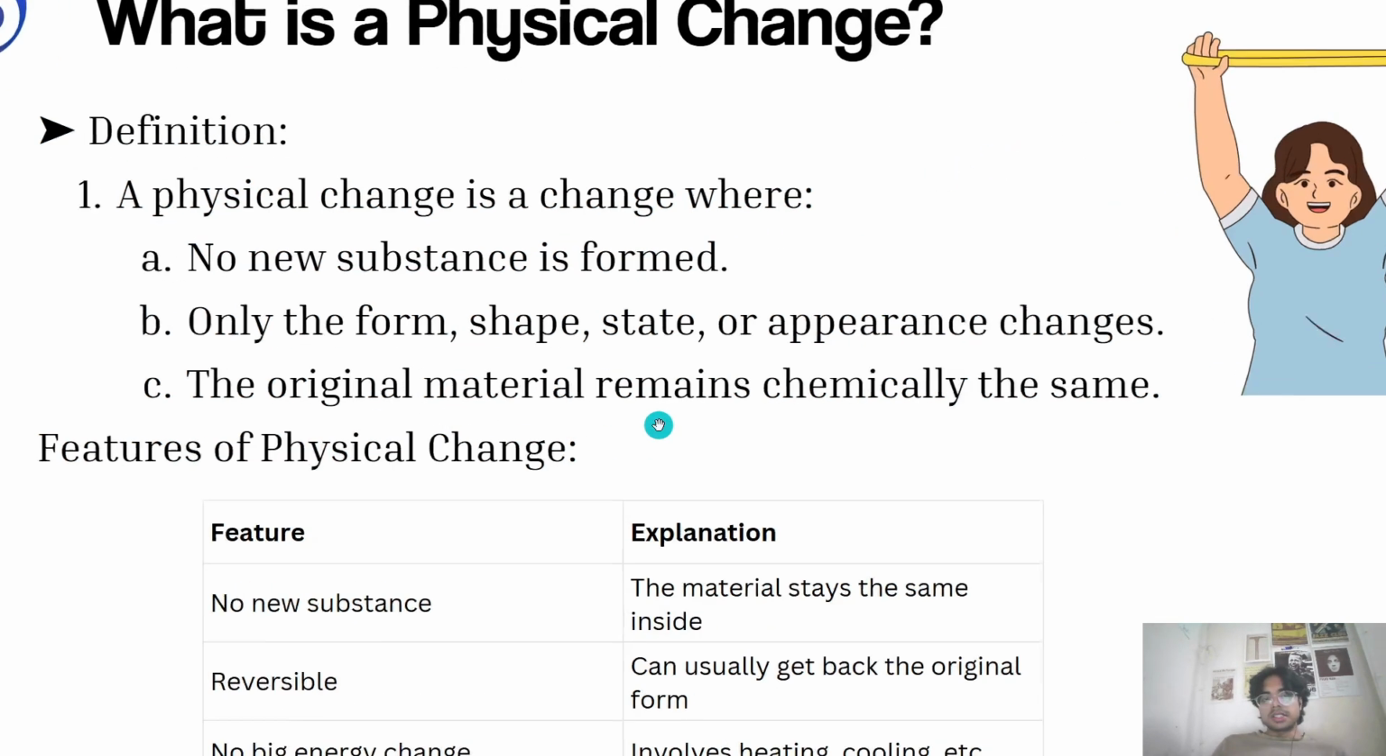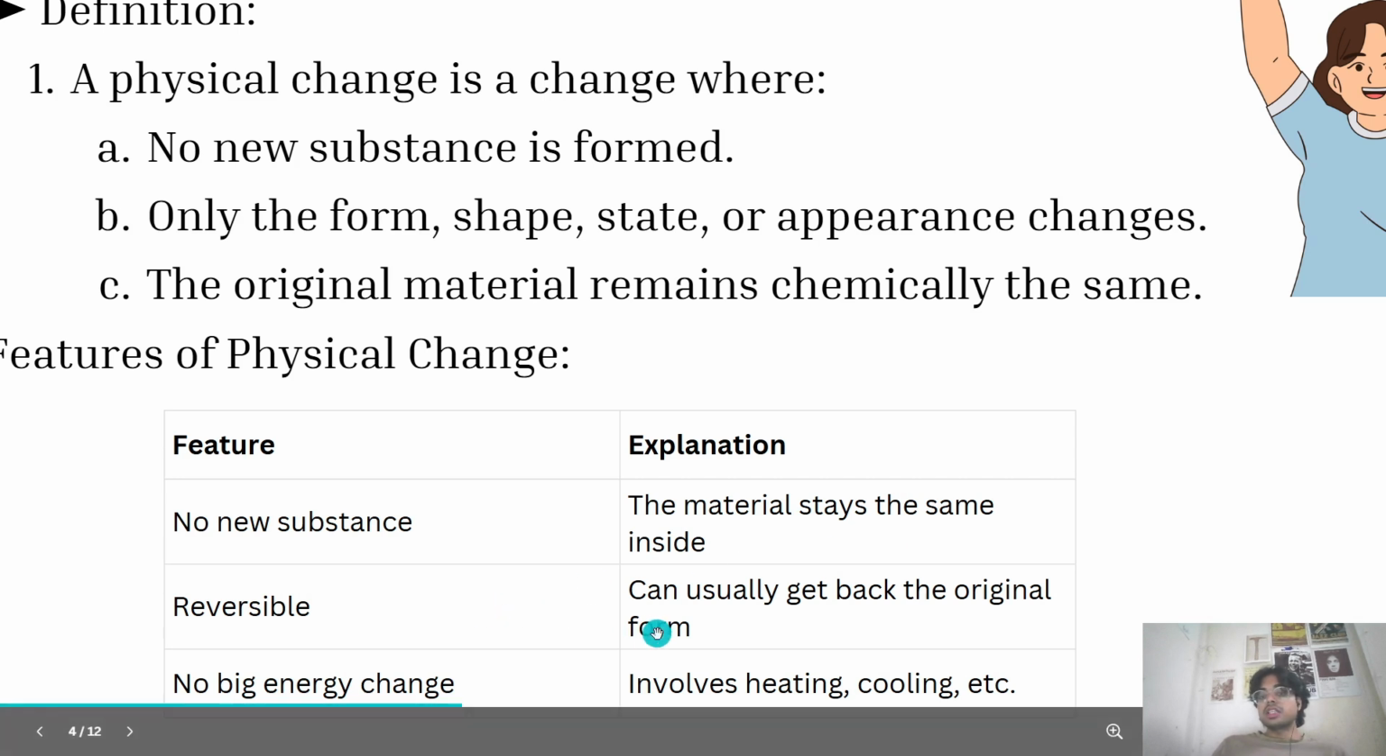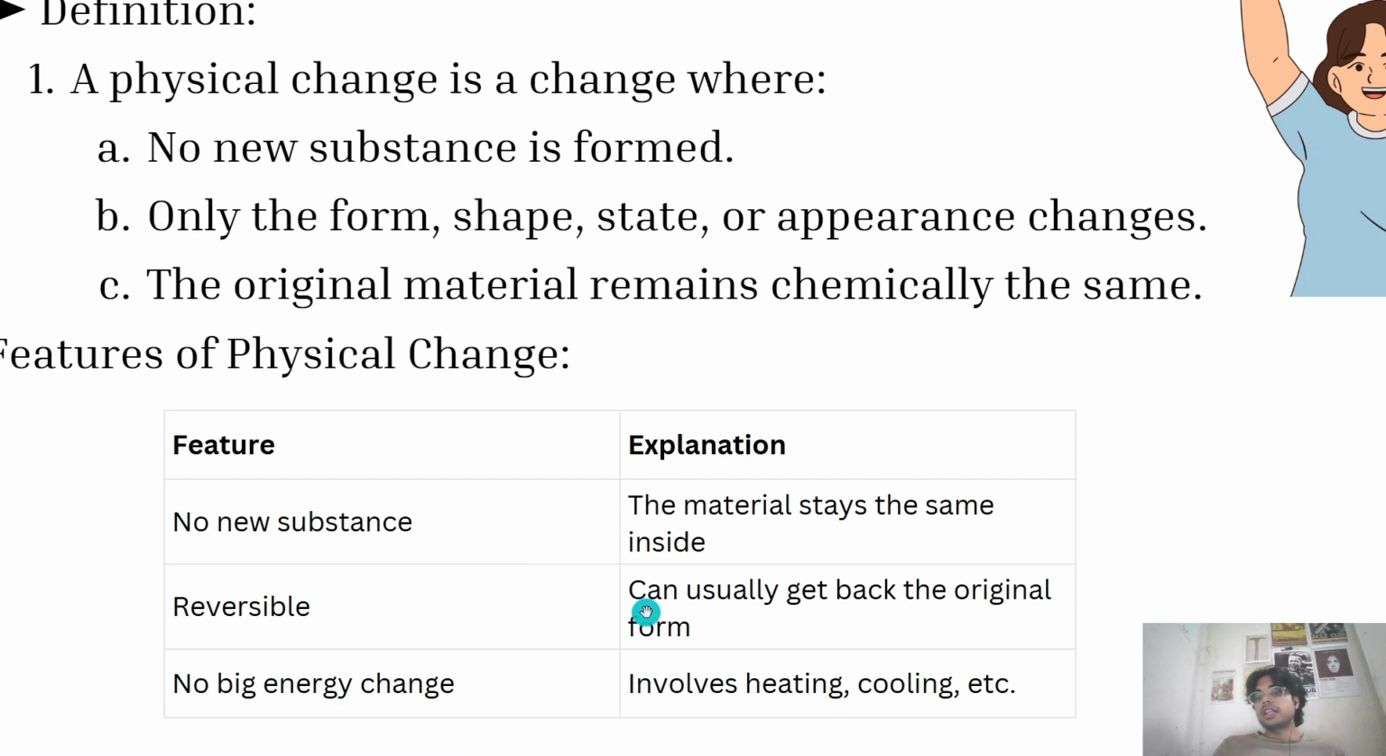The features of physical change: no new substance is formed, which means the material stays the same inside. It is reversible, and can usually get back to the original form. No big energy change, it involves only heating, cooling, etc. A chemical process, for example photosynthesis, is a complex process where plants make their food through sunlight and water. But in a physical change, no big changes are involved, only small changes such as heating, cooling, etc.